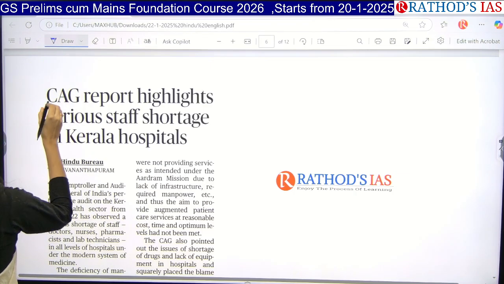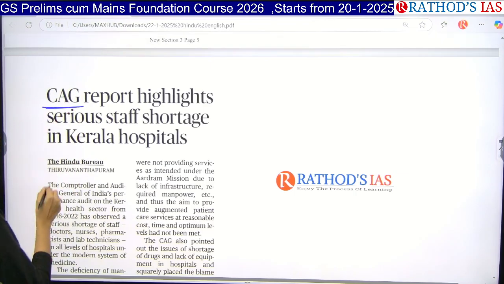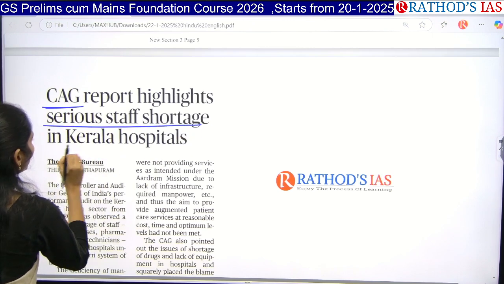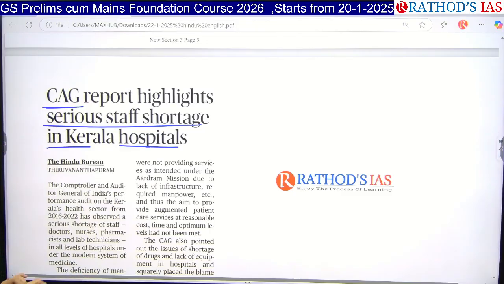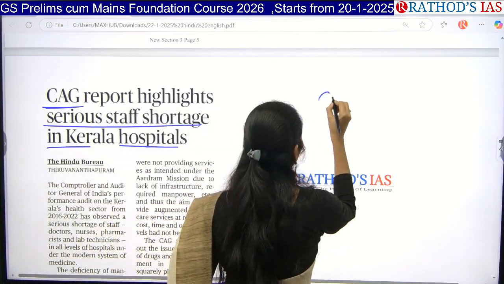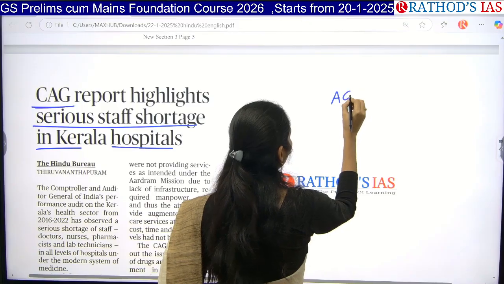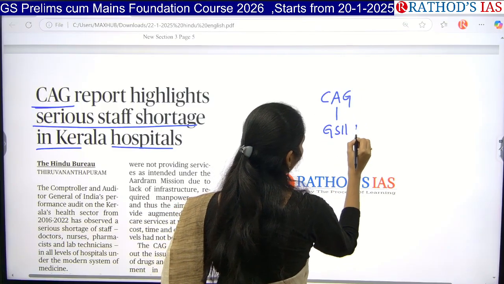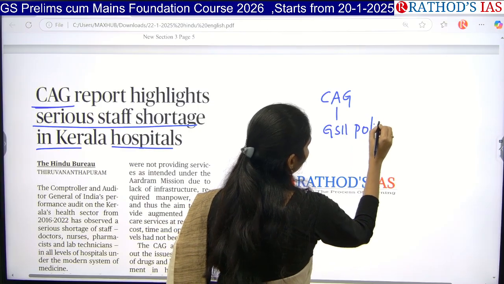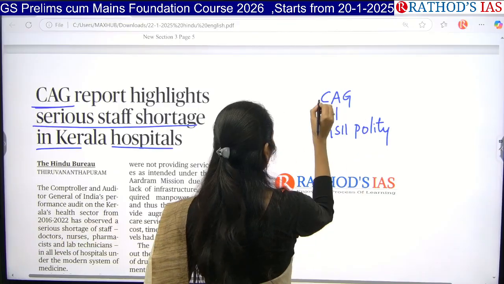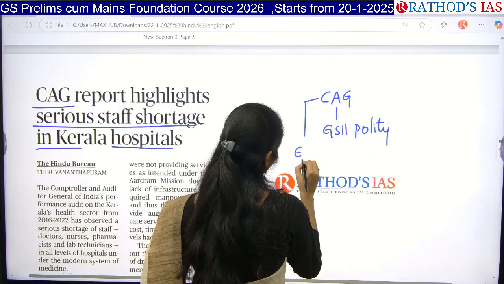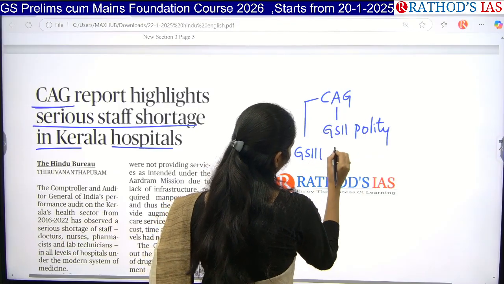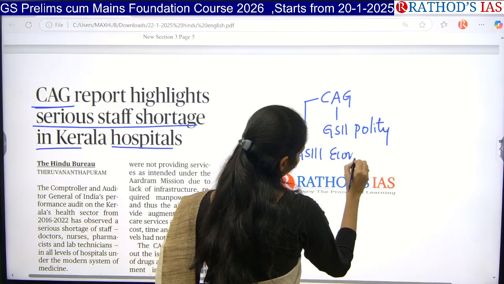The title says: CAG report highlights serious staff shortage in Kerala hospitals. CAG is nothing but the Comptroller and Auditor General of India, right? So here the keyword is CAG. In which subjects will you see this CAG? We have GS paper 2 under polity, because it is a constitutional body. Next is GS paper 3 under economy, because it will do audits.